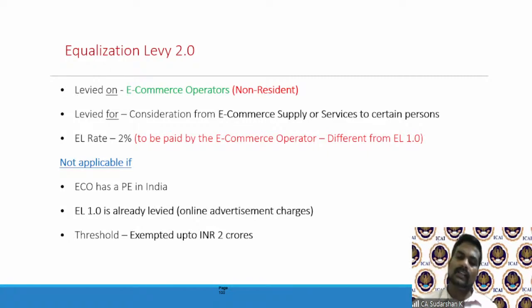But what about the likes of, say, Amazon? The websites will be maintained from outside India in a server in Singapore. What happens in those situations? The platform is being used to make revenue in India.